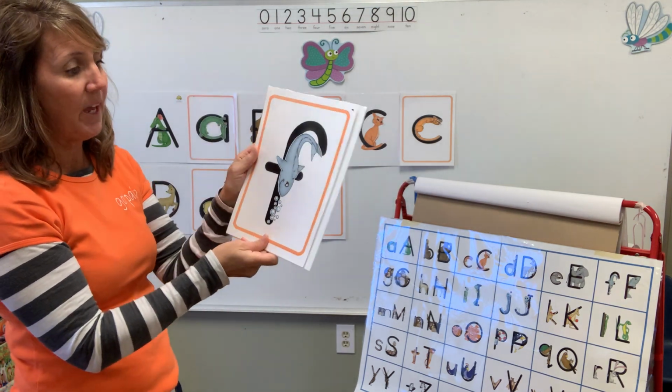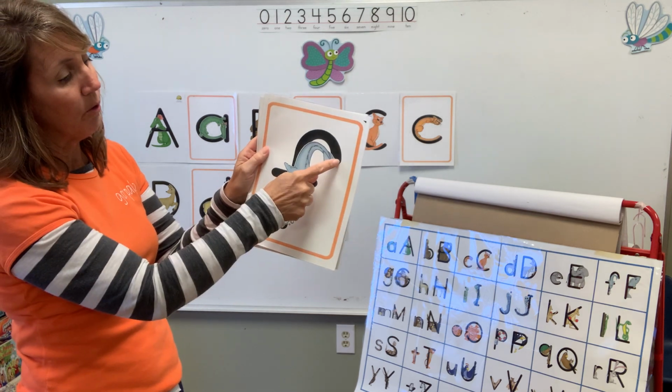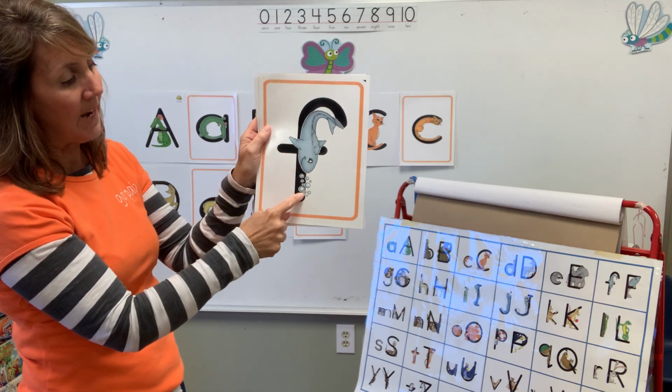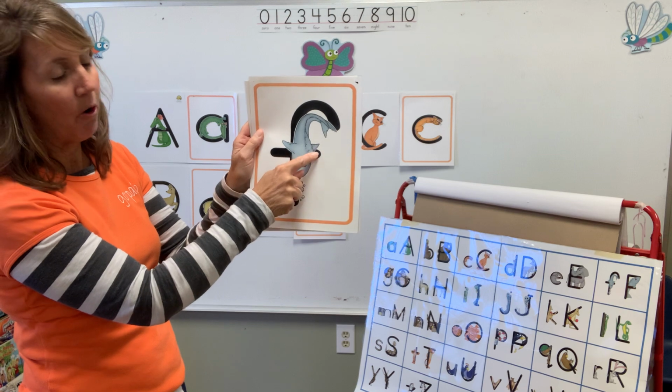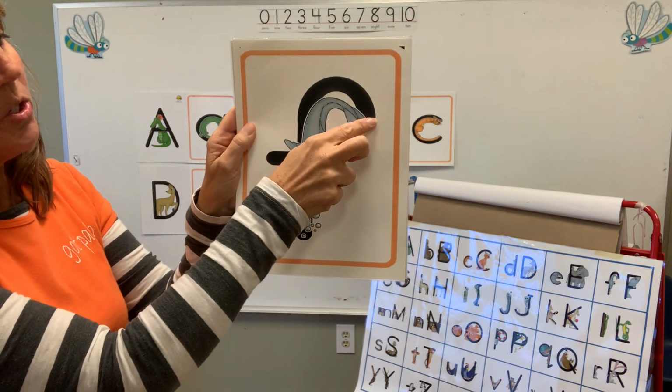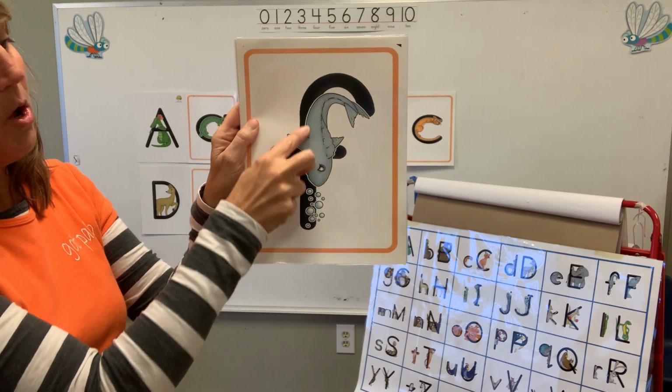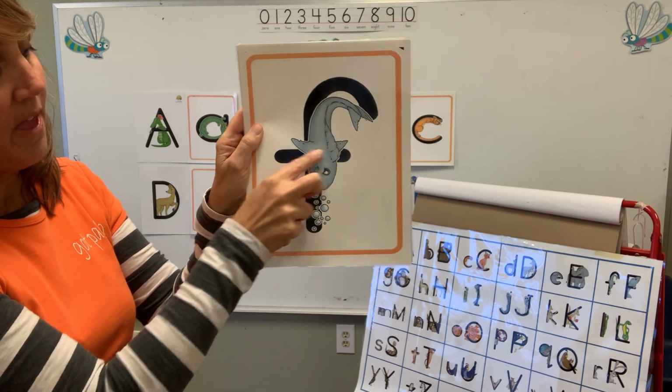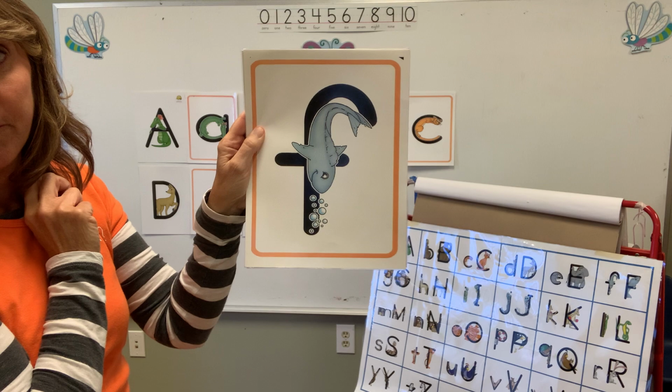All right. So here is our Francie Fish. Now, our lowercase, we curve around and down, and then we cross. Can you see that? Let's do it closer together. So we curve around and down, and then cross in the middle, okay?